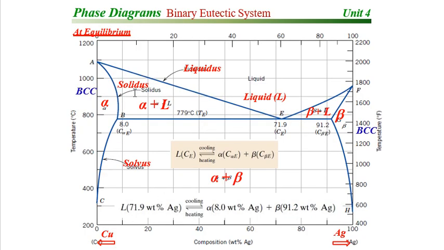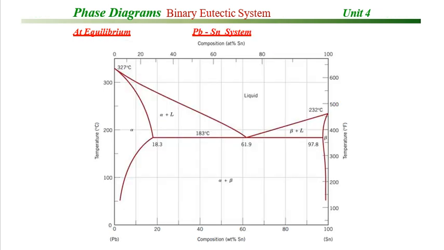Now, this is the equilibrium diagram or the phase diagram for copper and silver, but we'll first discuss the lead and tin system. Here this is lead, so we call it metal A. This is tin, we call it metal B. The topmost points indicate the melting points, which are 327 degrees Celsius for lead and 232 degrees Celsius for tin. So these are the pure melting points.